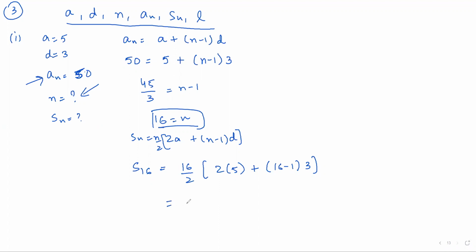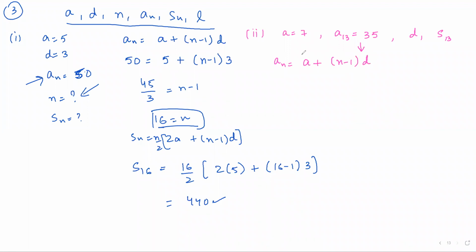Yeah, Harsha. How much is SN? S16? Ma'am, 440. 440, right? Okay, second part. Let's see what we have here. Now A is 7, right? Then A13 is given as 35. And you have to find D, you have to find S13, right? So we start from this information which is given. So start with the AN formula. AN is A plus N minus 1 into D.